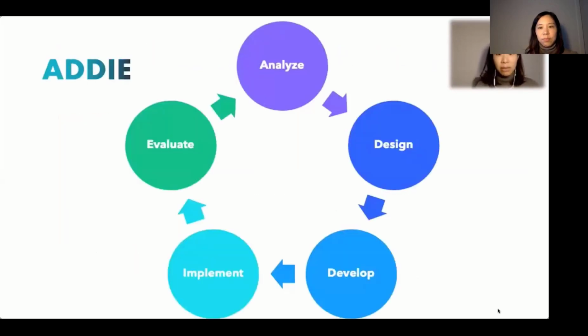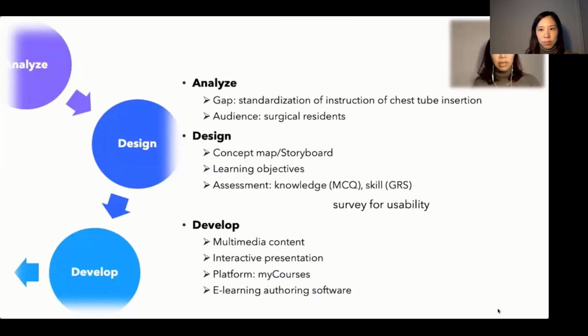First, I talk about the ADDIE system model, which is a systematic approach for curriculum and instruction design. Analyze the gap, design what to deliver, develop the content, implement it in real-life education, and evaluate the effect. In our project, in the first place, we analyzed the gap with the fact that instruction of chest tube insertion should be standardized, and surgical residents were chosen as the audience.